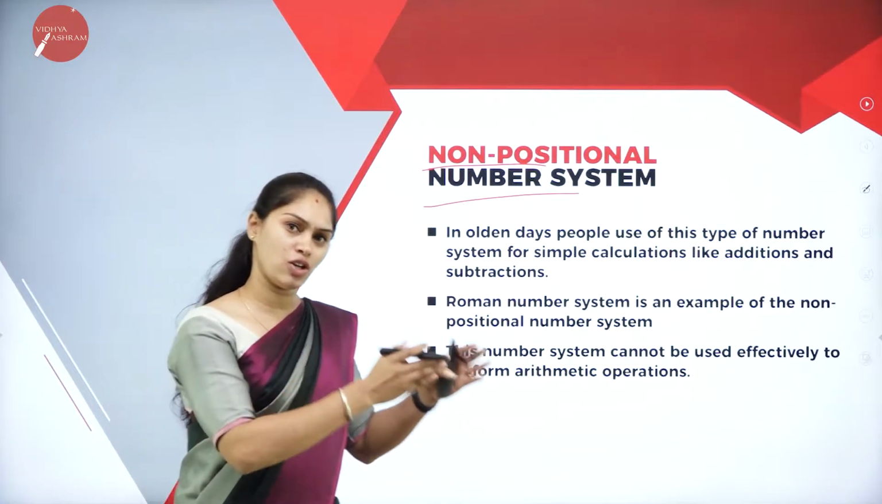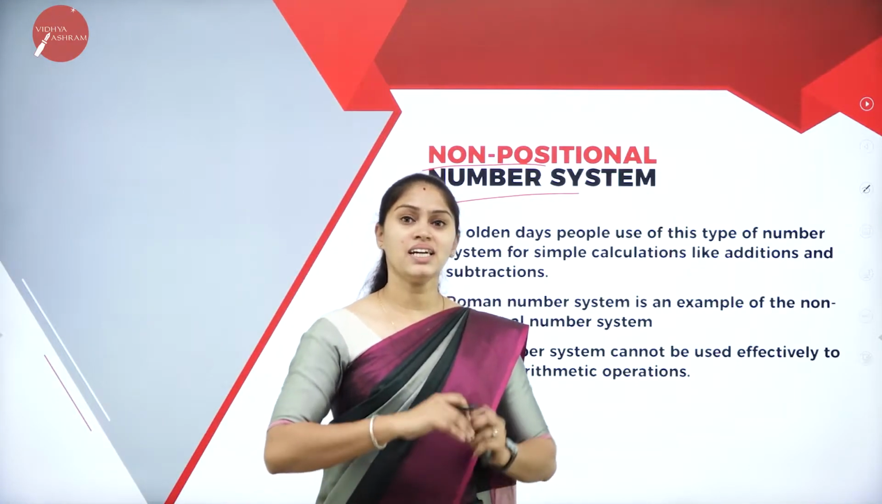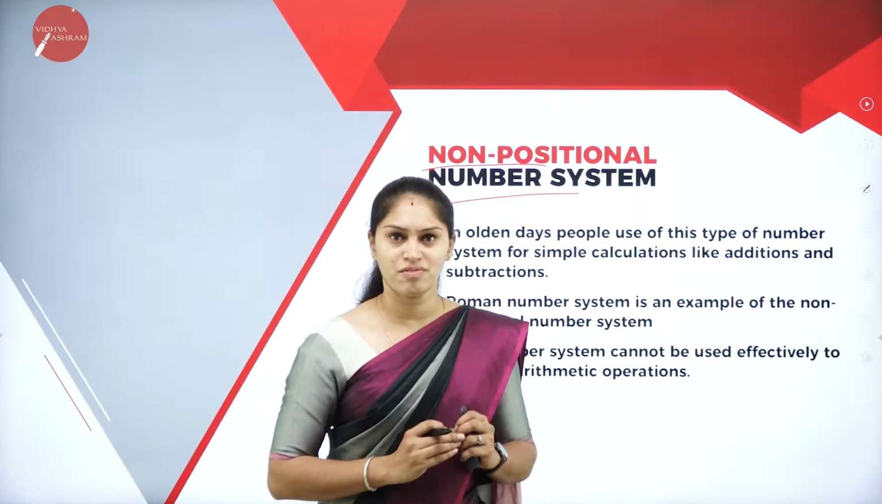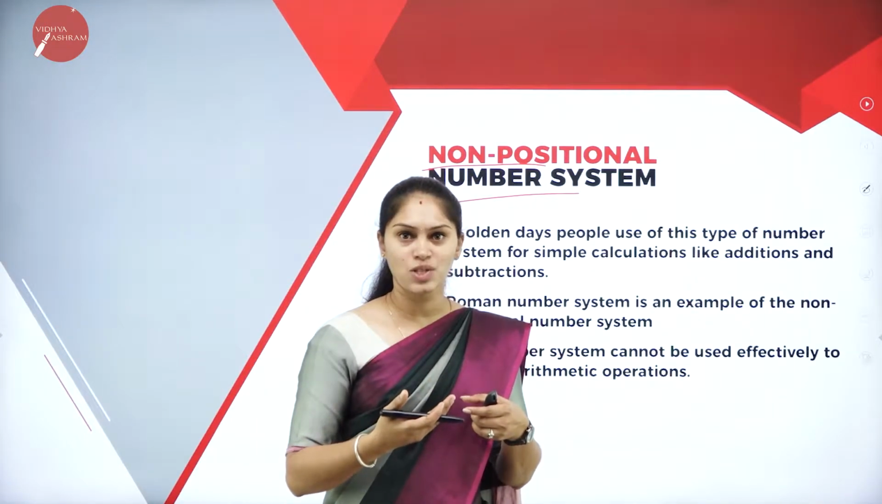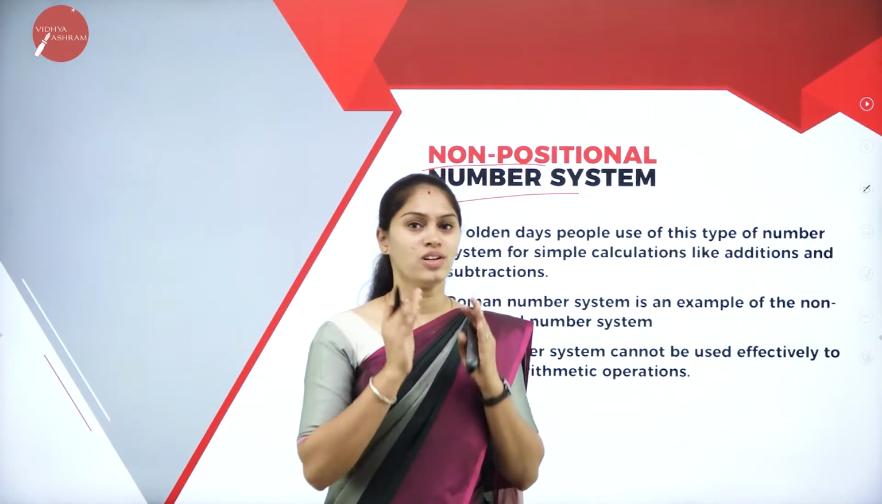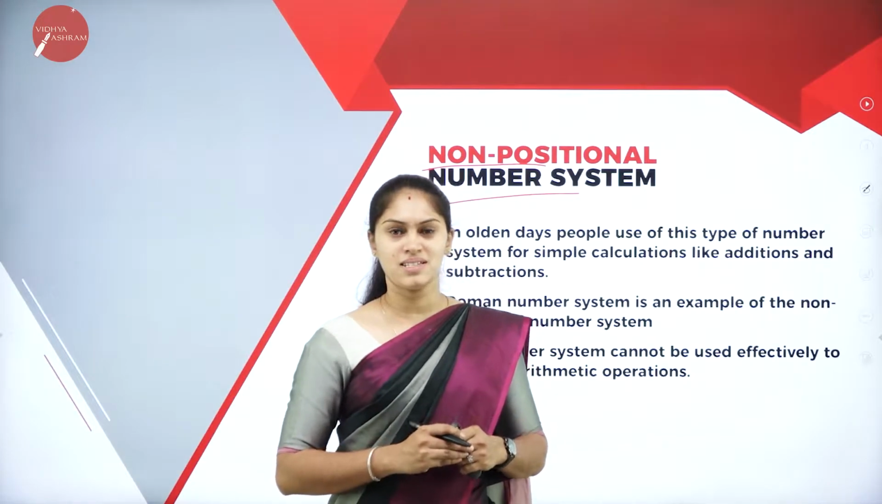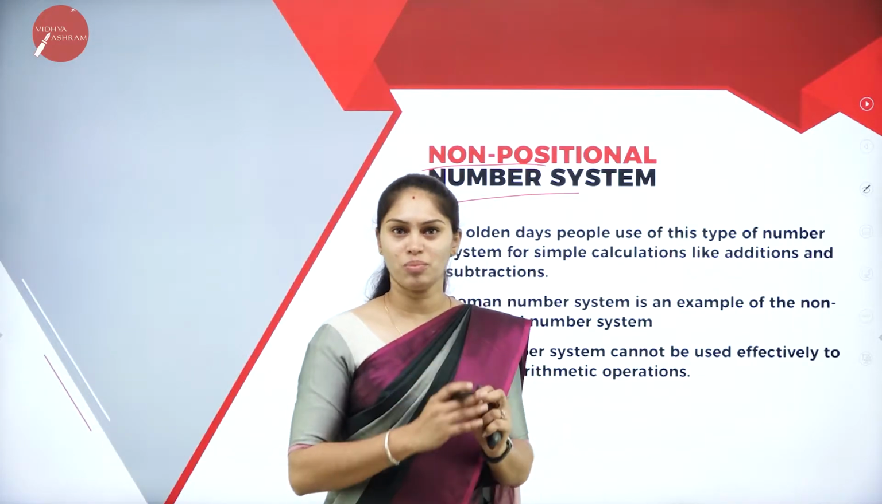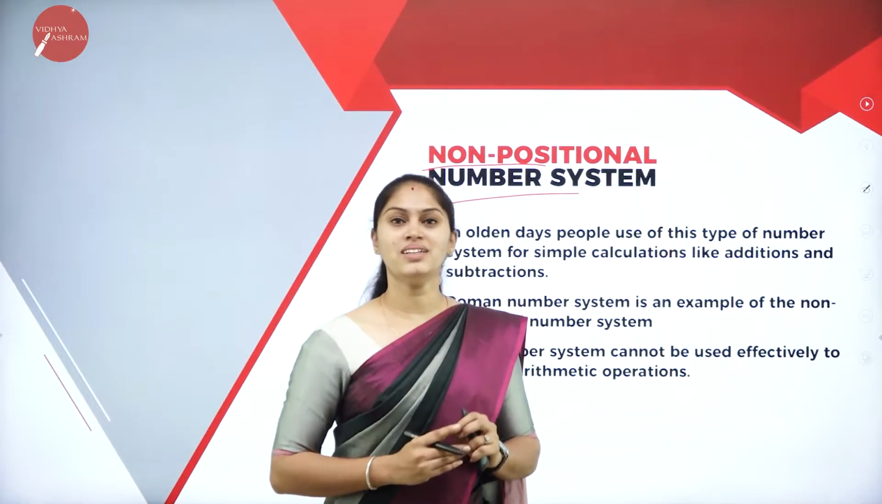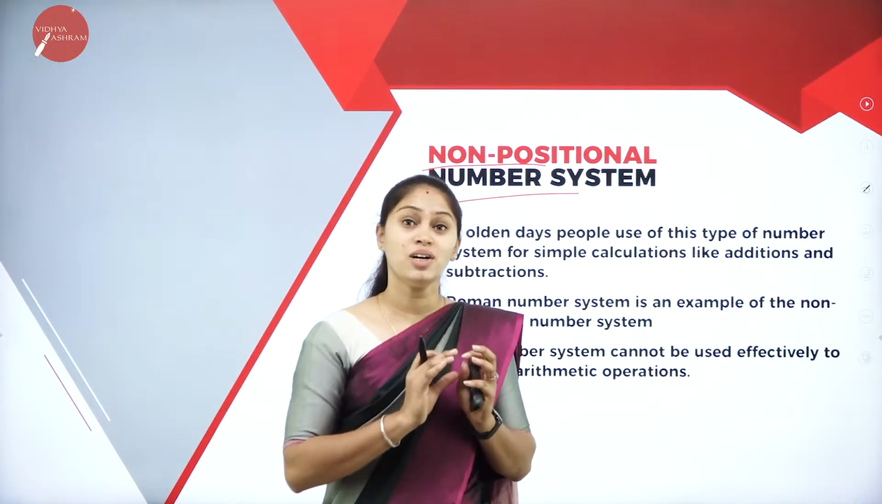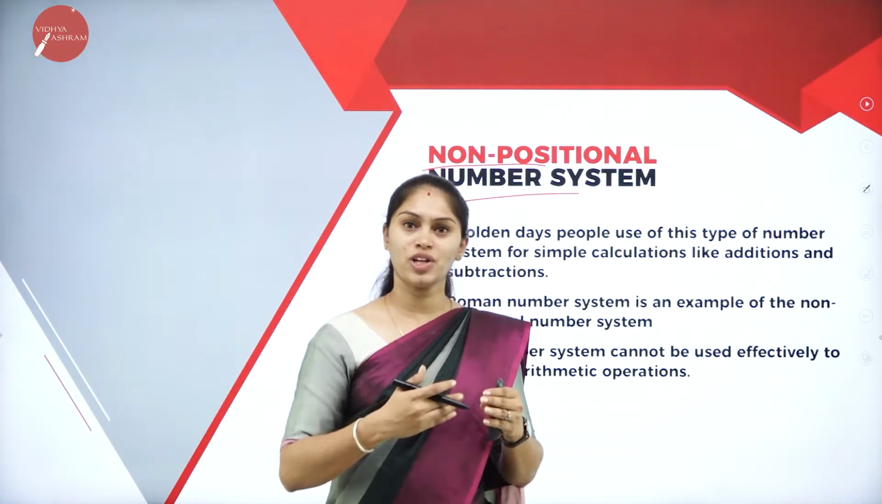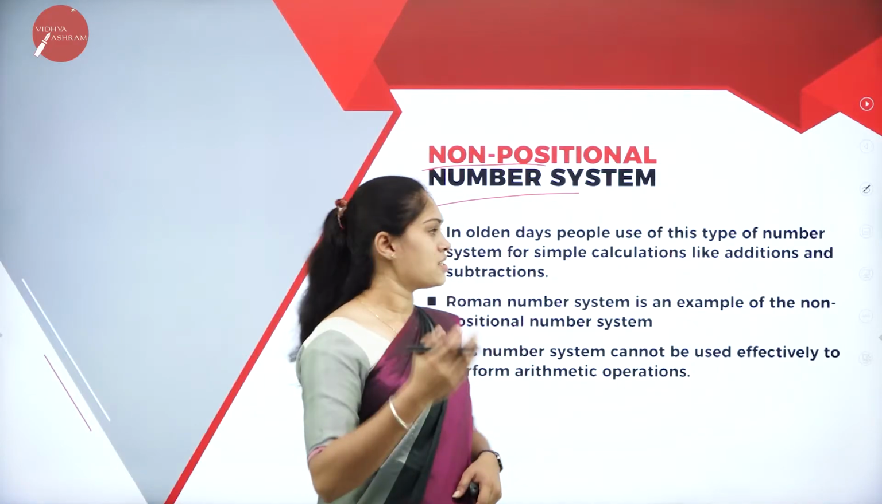In the non-positional number system, position is not specified, so it is called non-positional. The very best example for the non-positional number system is Roman digits. There we don't have the positions of a number; we just use symbols. Okay, we'll see now.